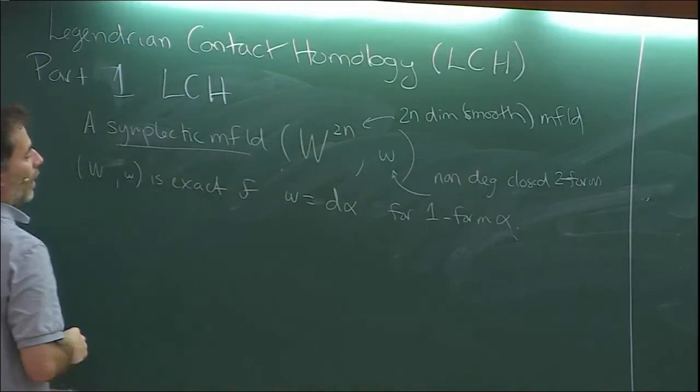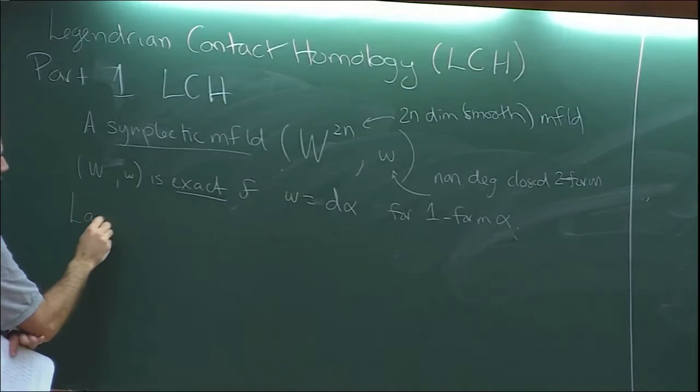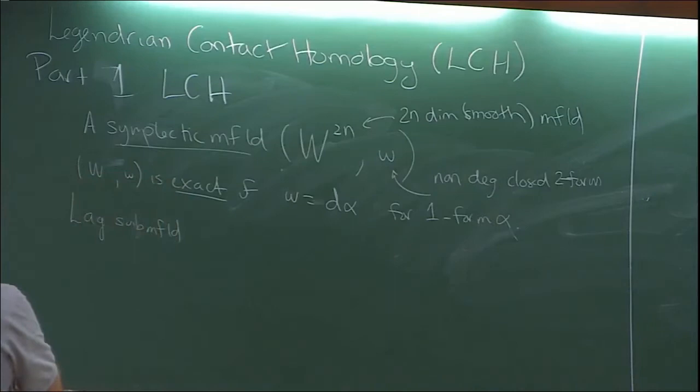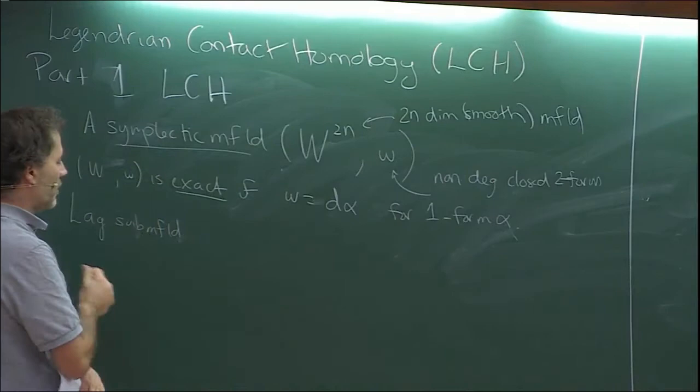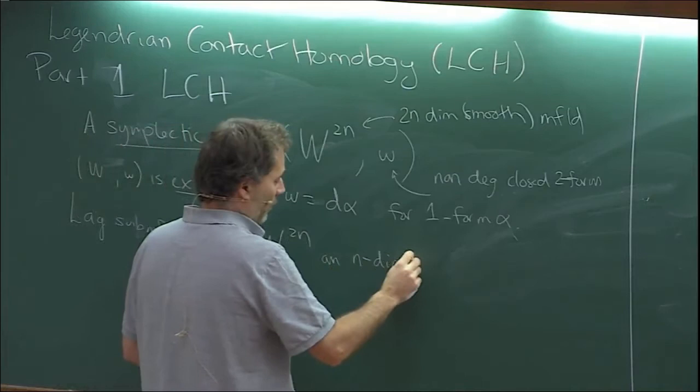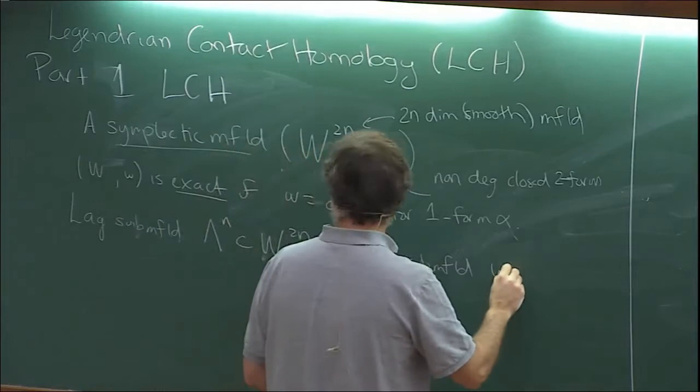Okay, and then we have this thing that I mentioned, drew over there, this Lagrangian submanifold. So I guess usually people use L for Lagrangian and lambda for Legendrian, but since I'm coming from the Legendrian point of view, I'll save the Greek for the Lagrangian. So it's an n-dimensional submanifold such that omega restricted to the tangent bundle of lambda is 0.